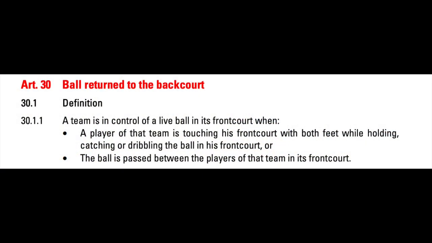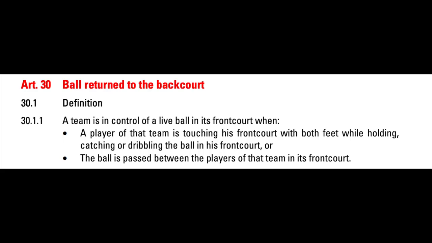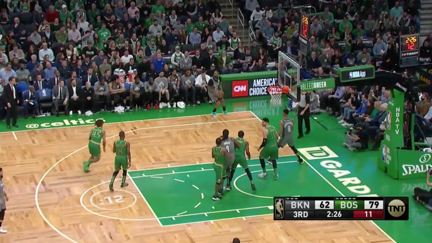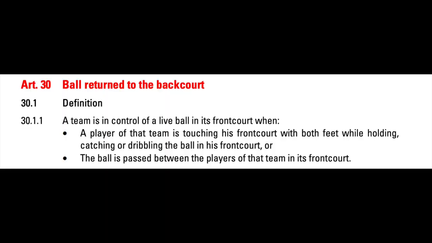In order to have a ball return to the backcourt violation, you have to have control of a live ball in your front court. The front court is the side you're attacking, like the basket you're attacking. And what is deemed control is either A, one team member has both feet down while holding, catching, or dribbling the ball in their front court. So that's 3 points, both your feet and the ball. Or the ball is being passed between the players of the team in their front court. So front court control or possession is 2 feet and the ball, and you could be passing it, dribbling, or catching it. That's front court possession.